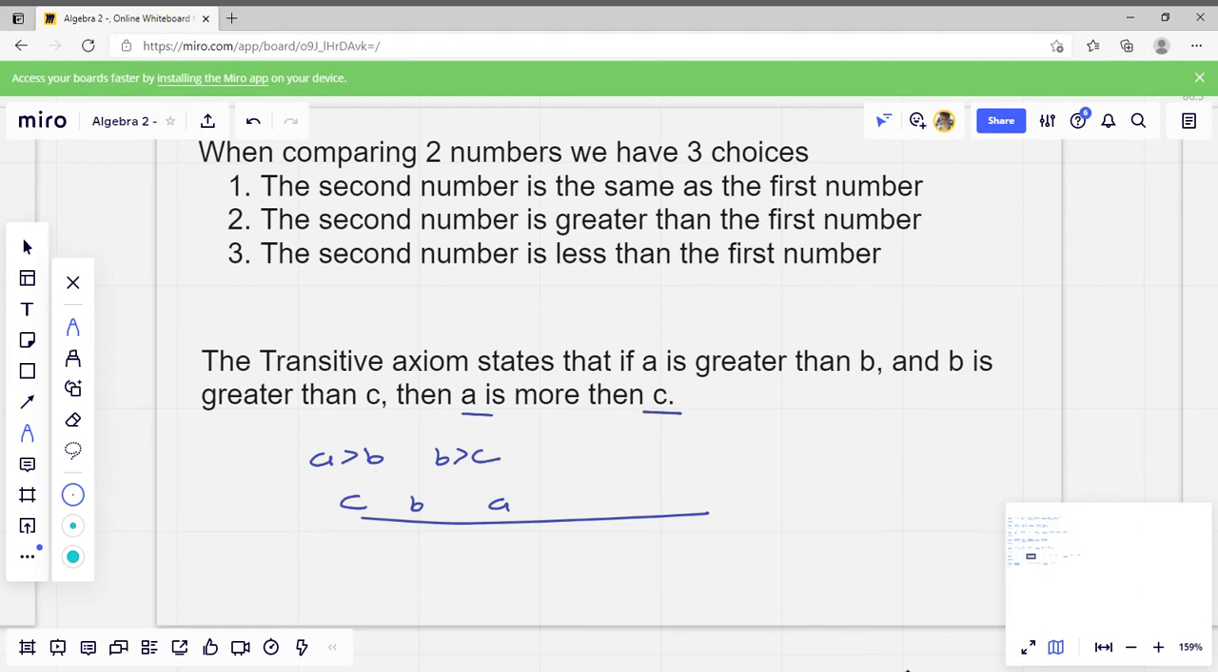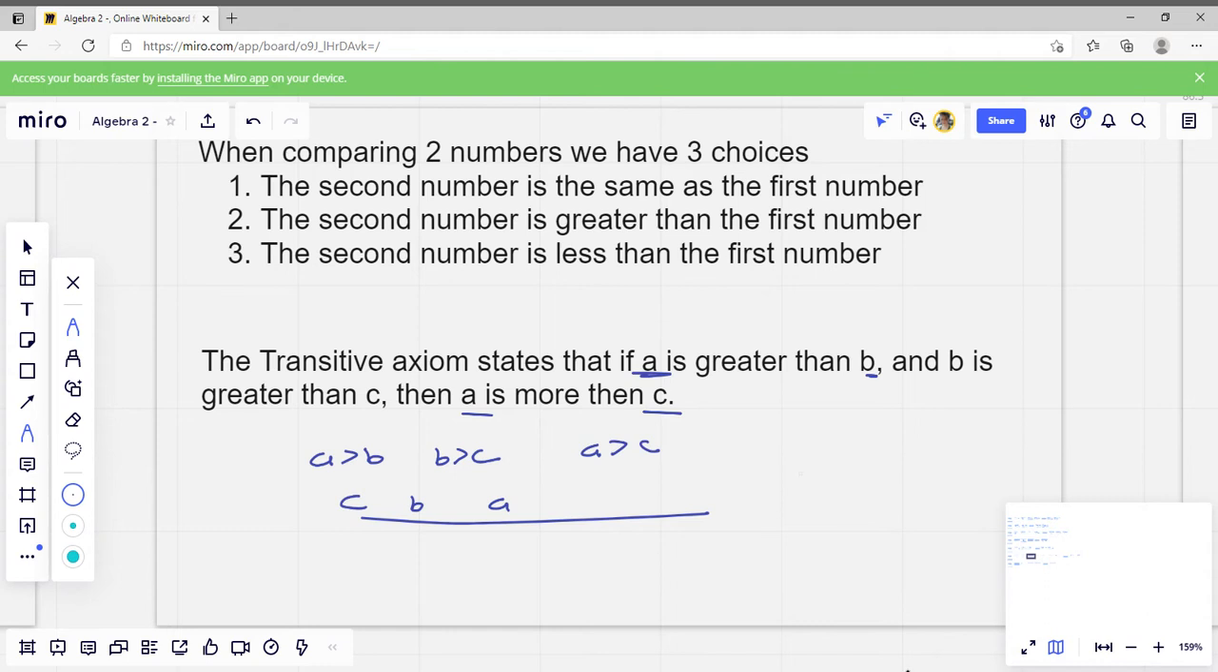I've got that written wrong. If A is greater than B, and B is greater than C, so B is more than C, it would be the other way around. Then C is greater than A. I typed it wrong. No, I didn't. A is more than C. Yes, A is more than C. I didn't type it wrong. It makes sense. A is greater than C, right?